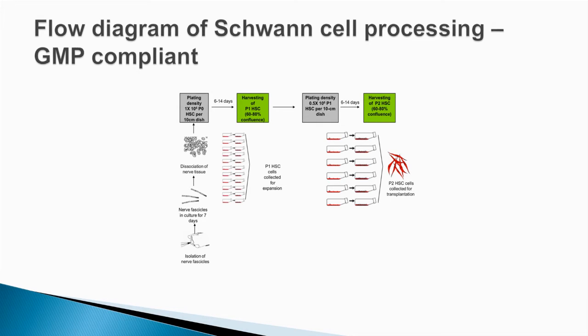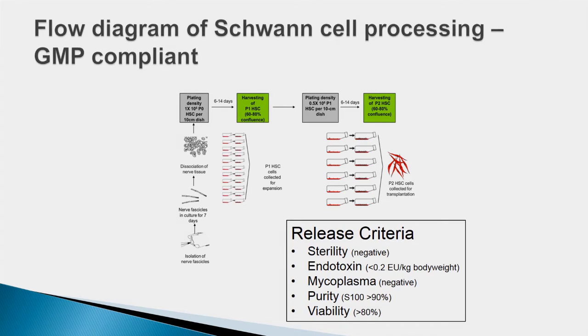It takes about 3 to 5 weeks for human Schwann cells. There's a little bit of variability between people. But before the transplant, the cells have to meet our release criteria. Those involve sterility, endotoxin levels, mycoplasma has to be negative, purity has to be greater than 90% for Schwann cells, and the viability has to be greater than 80%. If the cells did not meet these criteria, they were not able to be transplanted.